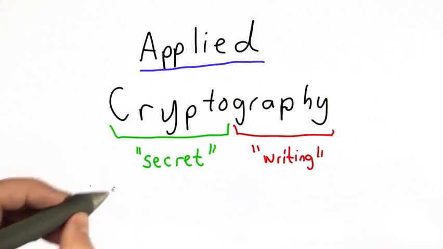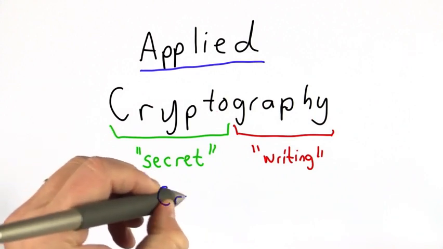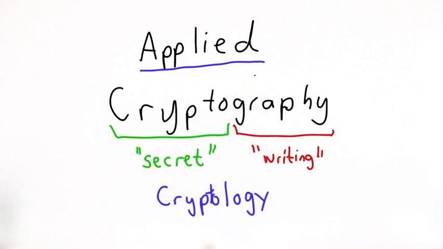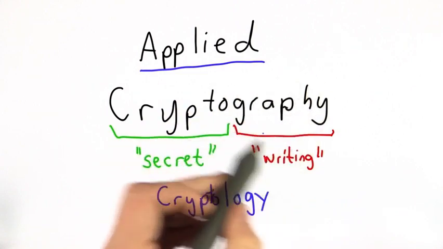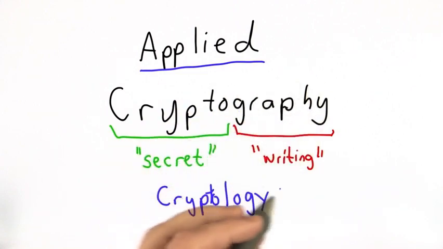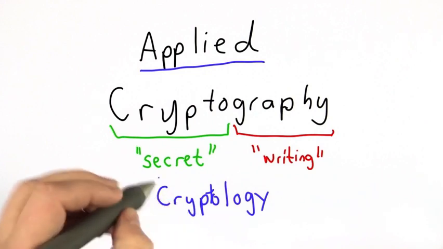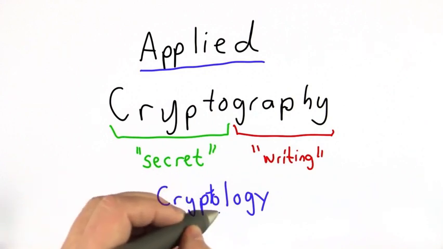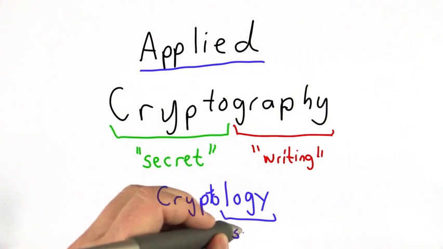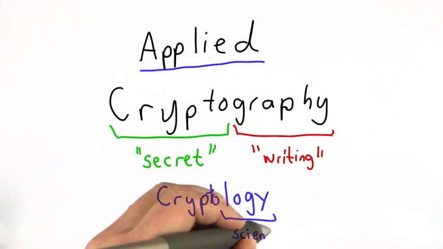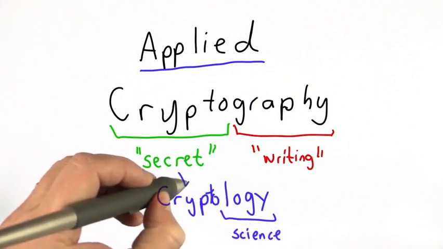So a better name for the course would be cryptology. Cryptography is used so frequently in practice, though, that it makes more sense to use the name cryptography, even though our concern is with the much larger goal of understanding how to use secrets in general. And cryptology is the science of secrets, which is really what this course is all about.